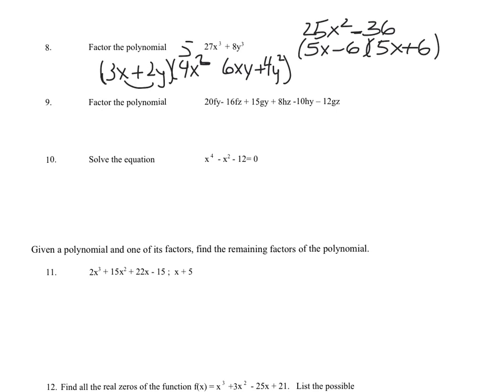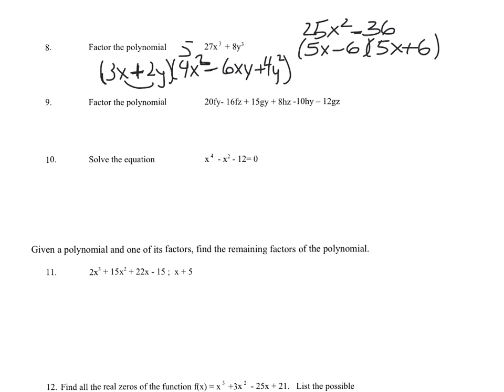The sign of the middle term will be opposite of this. So if it's sum of cubes, this will always be plus. This would be minus. If it's difference of cubes, it would just be the same process, but the signs would be reversed.